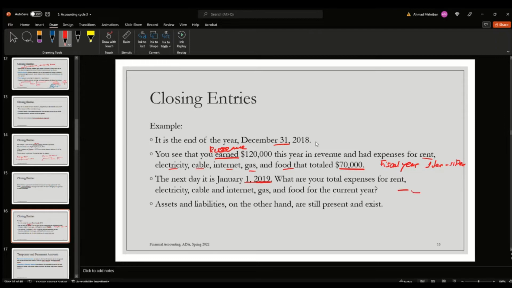Obviously it's zero, because nothing has happened. Everything that has happened, these 120,000 and 70,000, they cover 2018, not 2019. So our expenses and revenues for 2019 are zero. I mean, nothing has happened. On the other hand, assets and liabilities are still present and exist. That's why we do not close those accounts.